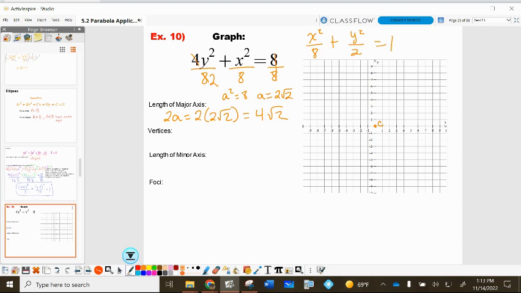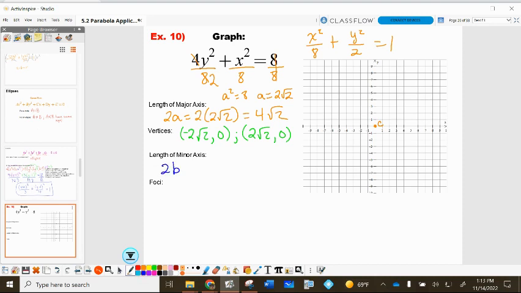Well, they're a units out from the center. So it's nice that my center is at 0, 0 because this bigger number was under the x. So in the x direction, we're going to go out 2 root 2 in both directions. So that's going to be negative 2 root 2, comma 0. And the other one going the other direction will be positive 2 root 2, comma 0. So those are the vertices.